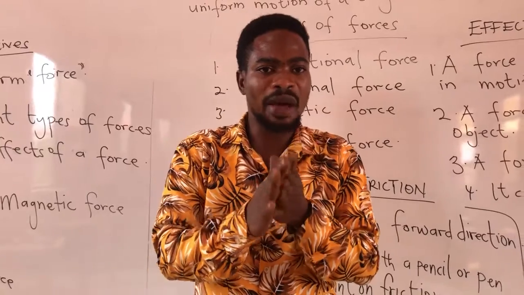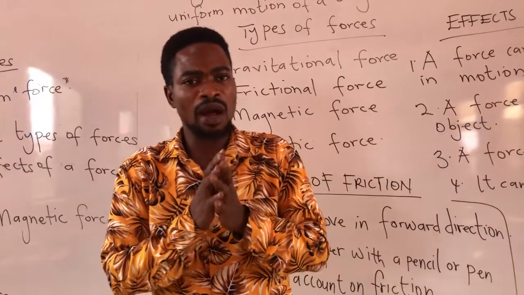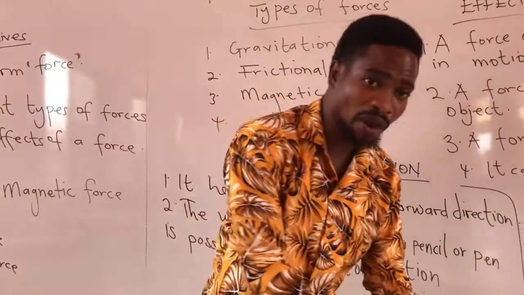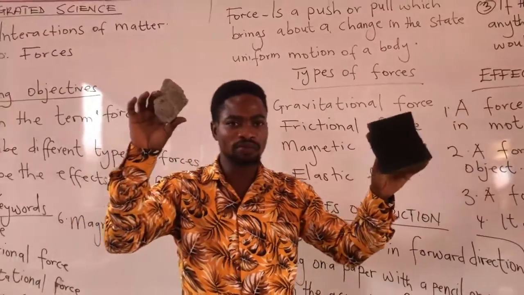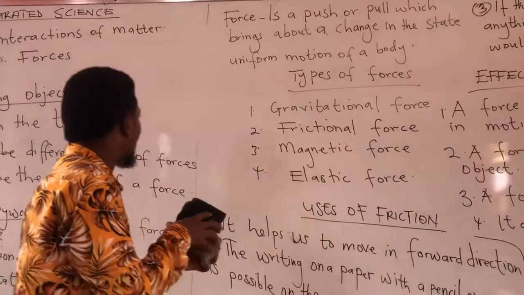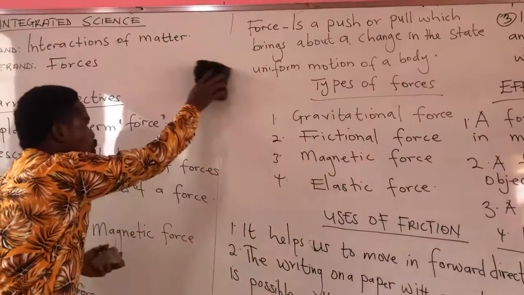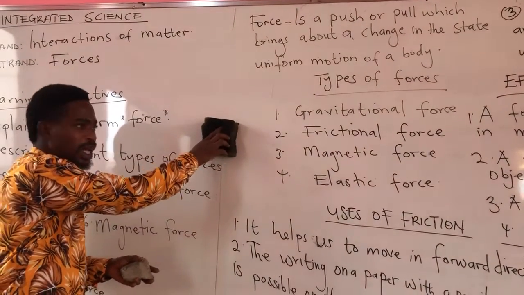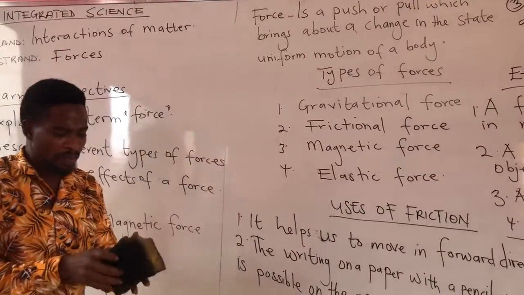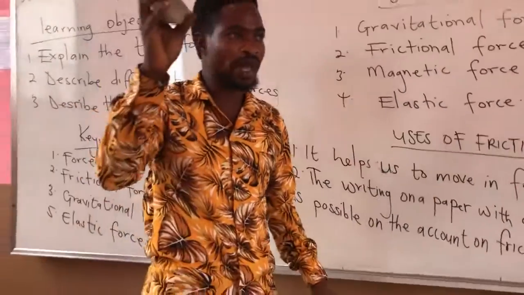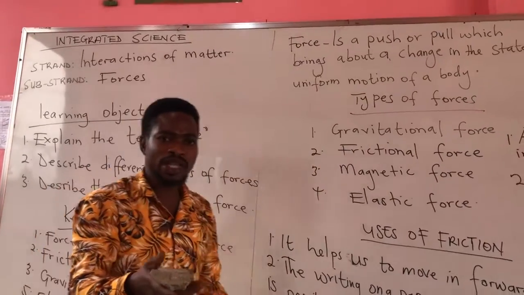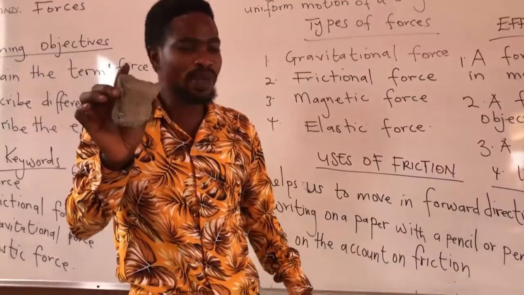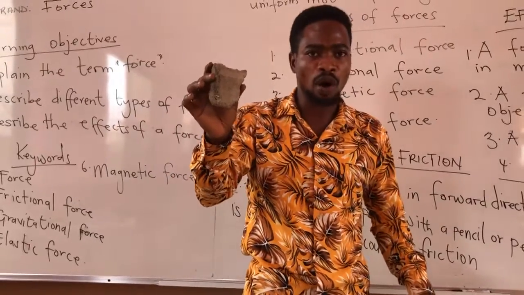A motion. Something is happening there. Now, what we are going to do now is look at this. This is a duster and this is a stone. If I take this duster to clean the blackboard, what do you think will happen? It will clean it faster. But if I use this stone here, what do you think will happen? This stone is rough, so it will not be able to clean the blackboard well.